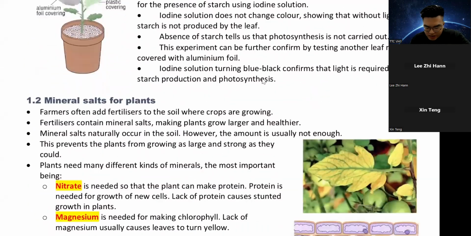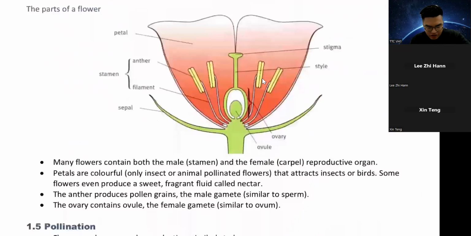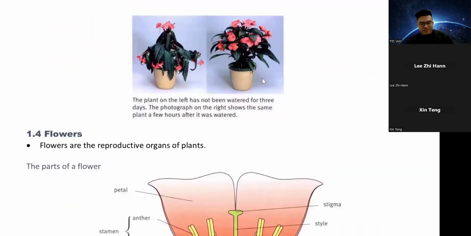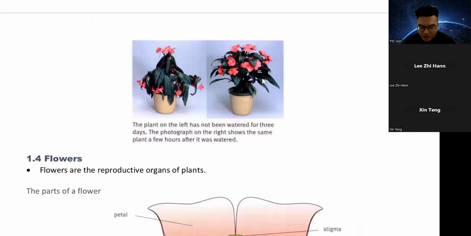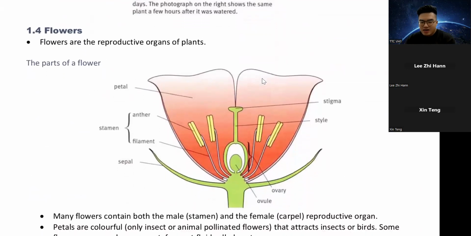Okay, so let's talk about flowers. So flower is the reproductive organ of a plant. Okay, they use this to make fruits. Imagine this. Humans, we have reproductive parts. We have female and male. We have the ovary, uterus, vagina, and then we have the penis, testes, and everything.